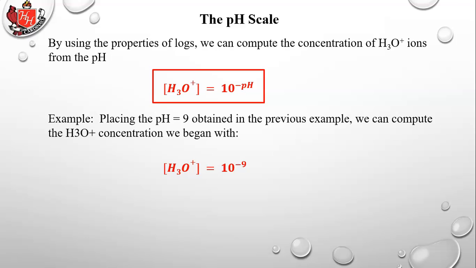So if we want to know the H3O+ concentration and we know the pH, you simply take 10 and raise it to the negative pH. And that will give you the actual molar concentration of hydronium ions. So, example, replacing the pH equals 9 obtained in the previous example, we can compute the H3O+ concentration we began with. So it's simply 10 to the minus 9. You just take 10 and raise it to the negative of the pH. And that's the hydronium ion concentration we started with when we got pH equals 9. So we just went backwards on this.